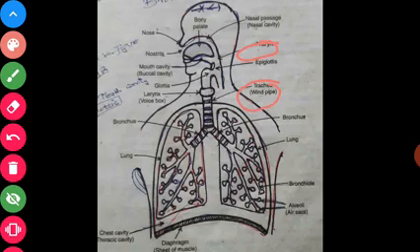Trachea leads into two branches called bronchi. This is the first bronchus, this is the second bronchus.